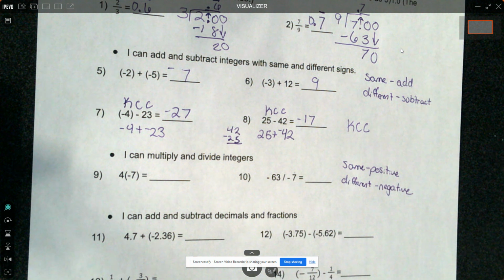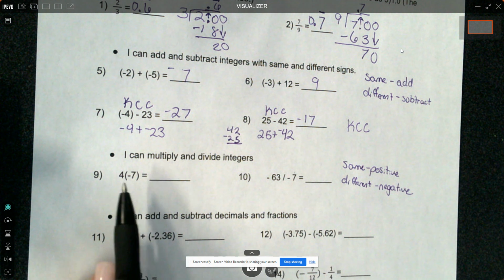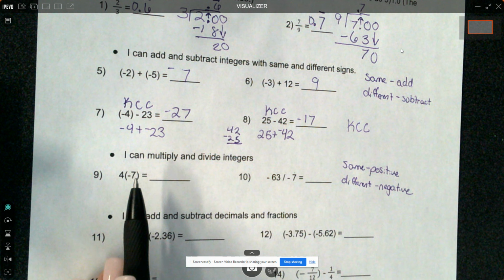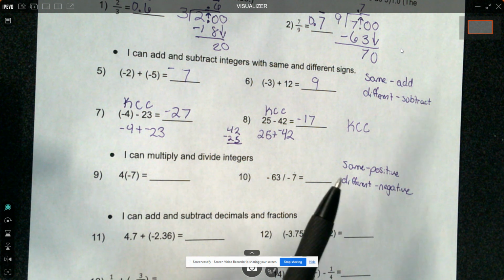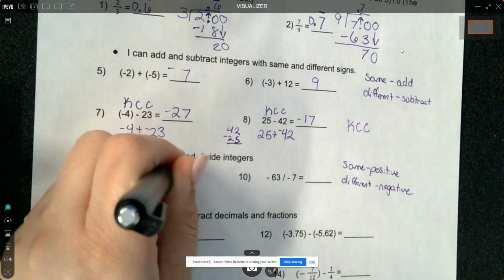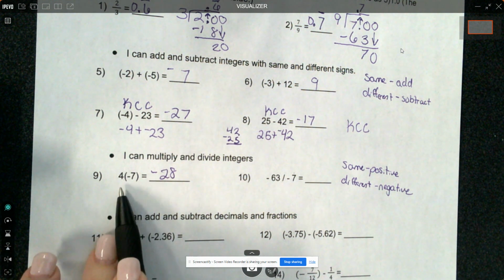Okay, so you had to know that if you multiply and divide like always, you don't rewrite anything, don't change anything. But when you get your answer, if the problem had the same sign, then it would be a positive answer. If they had different signs, it would be negative. So 4 times 7 is what, Aubrey? It would be 28, and then, like you said, negative because they're different signs.